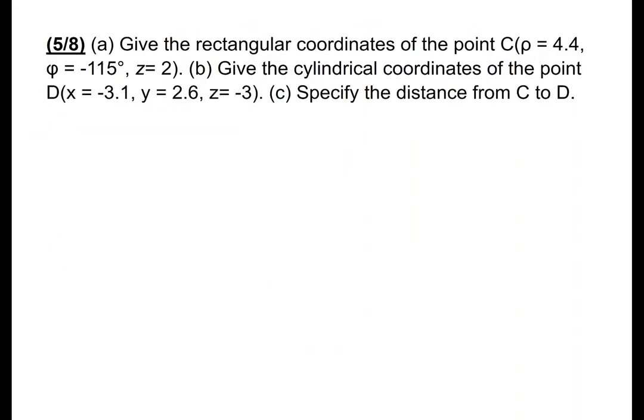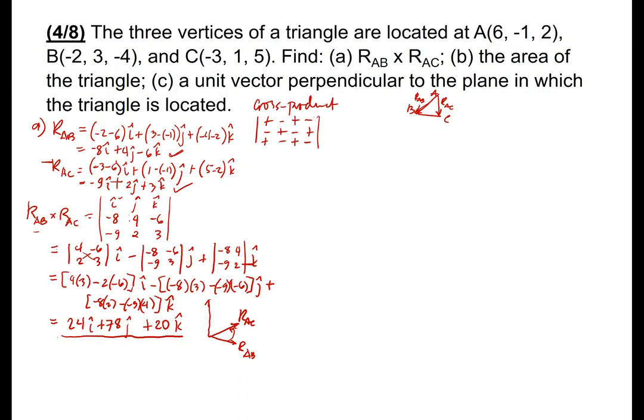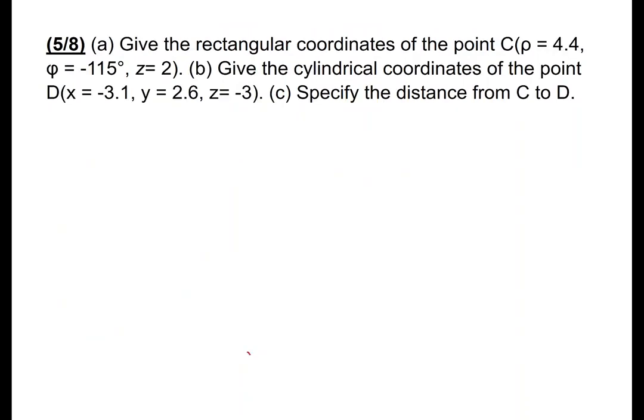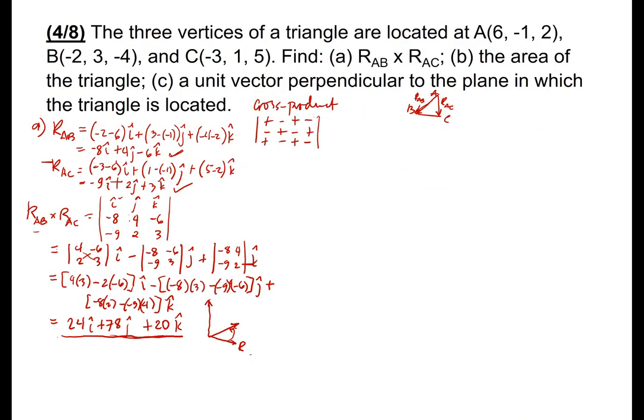So your right hand thumb will point this way. RAB cross RAC, and your thumb is pointing upward. So this is the value here. And then if you interchange, replacing RAC with RAB, this becomes RAC cross RAB. You will notice using your right hand, the direction will go downward.